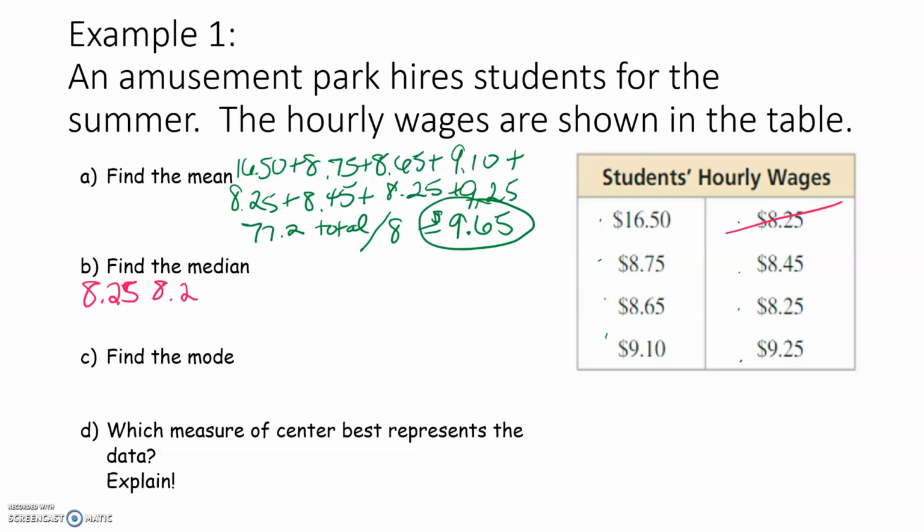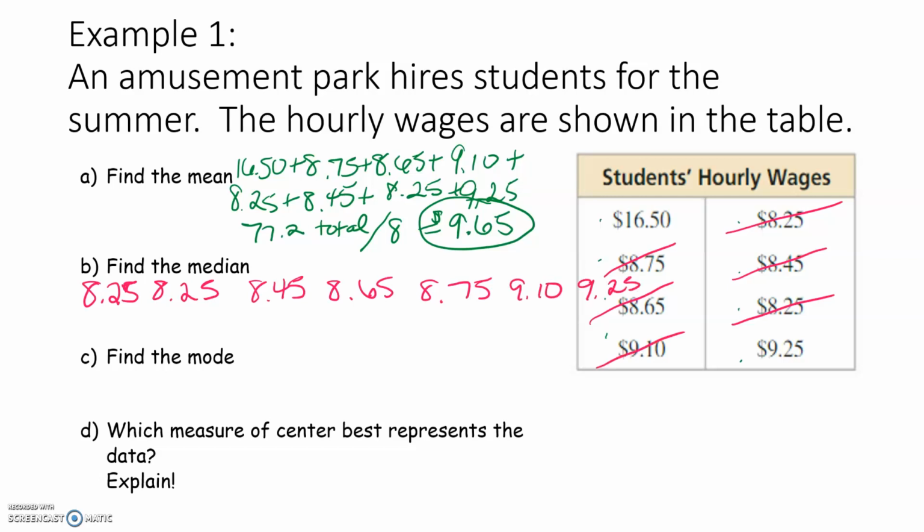Then I have another 825. Then I have 845. And then 865. 875. 910, 925, and then 1650. Okay, so there's my big long list. Okay, it ran into the table a little bit, but that's okay.